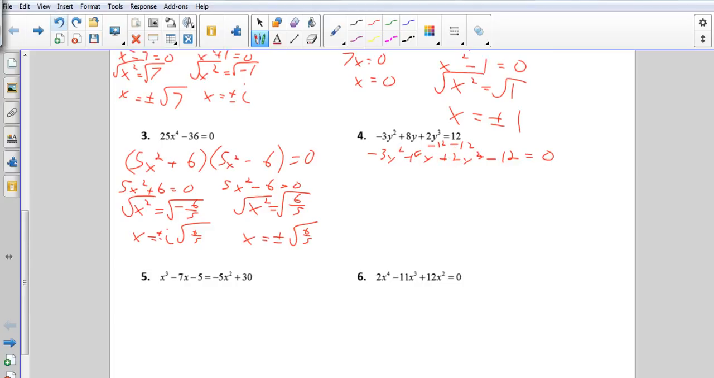So here's the key point. Put them in descending order. 2y cubed minus 3y squared plus 8y minus 12 equals 0.